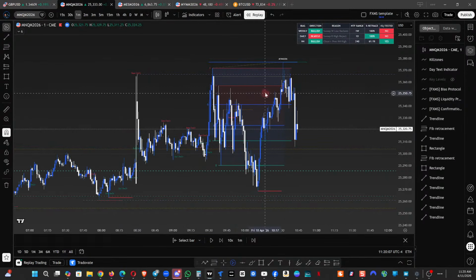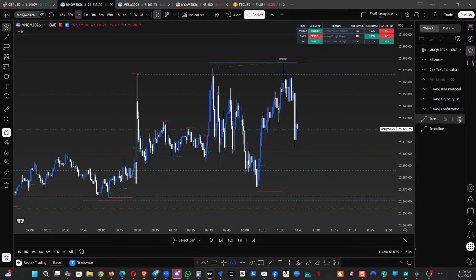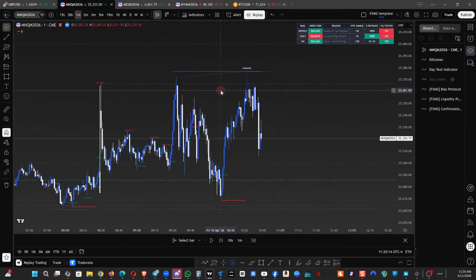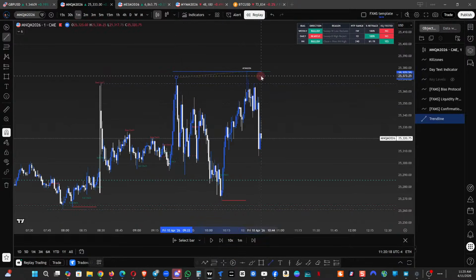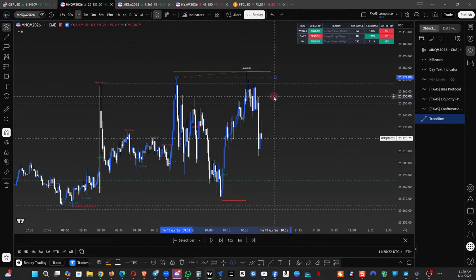Okay, so I'm going to redo this. Just clean up this chart a little bit so you can see it again. Okay, we'll do it again. All right, so look, we have a sweep. We know this is a higher time frame point of interest because this was already established previously, right? For the last point of interest. So we got a sweep there, right?